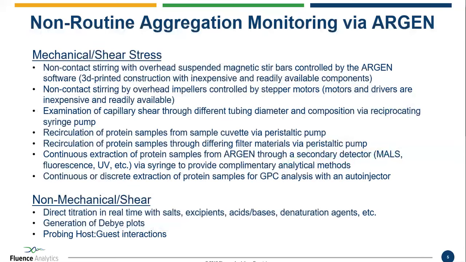In addition to the peristaltic recirculation, we've coupled syringe filters to look at filtration effects on proteins via peristaltic recirculation. And then I'm going to have a number of slides on continuous extraction of samples from the ARGEN cell and going through a secondary detector. That can be a multi-angle light scattering system, fluorescence, UV, etc. And that's done via syringe pump. I'll go into the schematics on how we set that up.